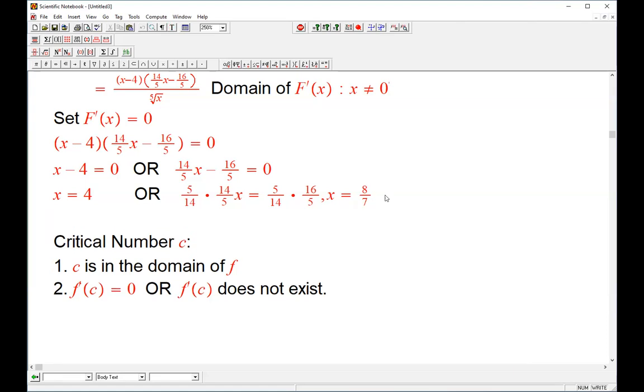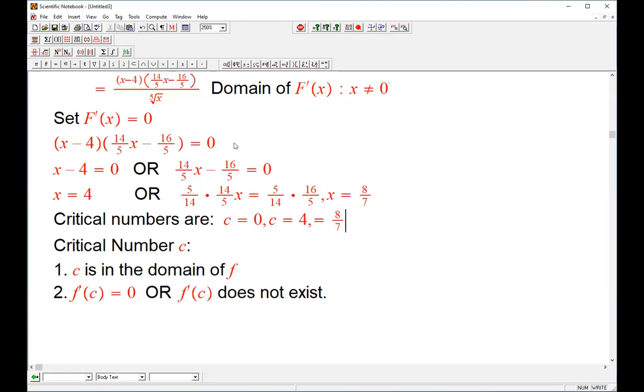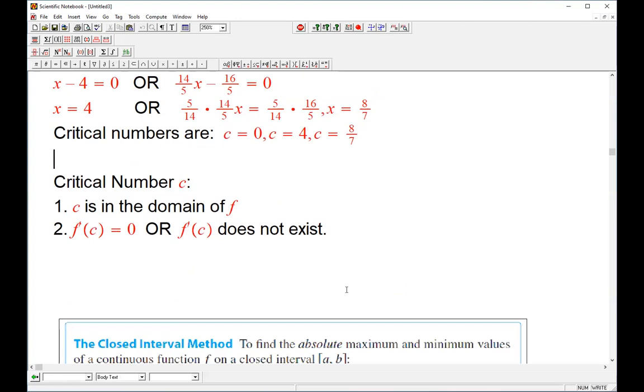So finally, we have 3 critical numbers. One is c equals 0, another is c equals 4, and another one is c equals 8/7. You can use the symbol c, you can also use x. As long as you indicate these are critical numbers, then you are fine.